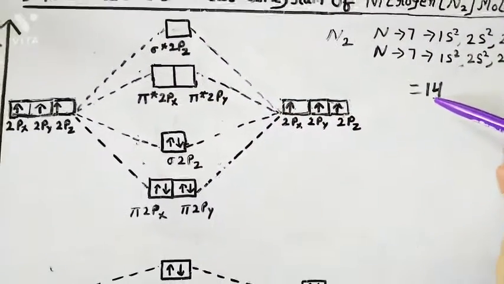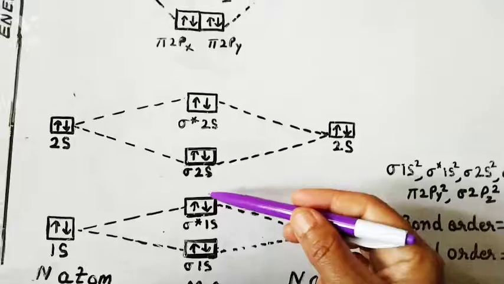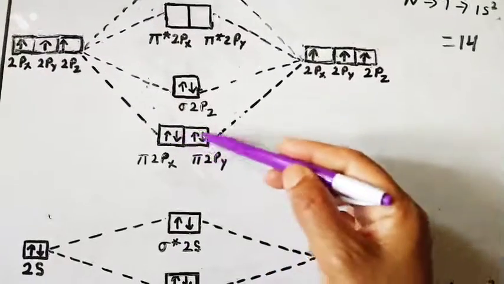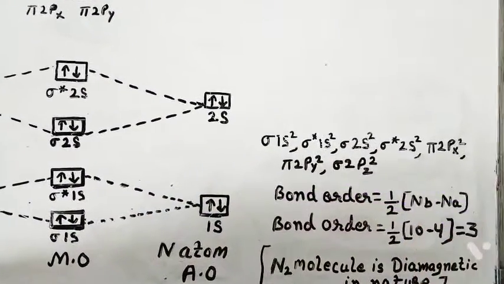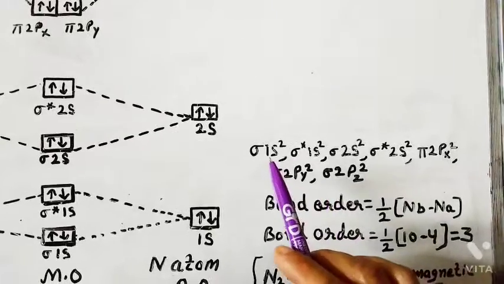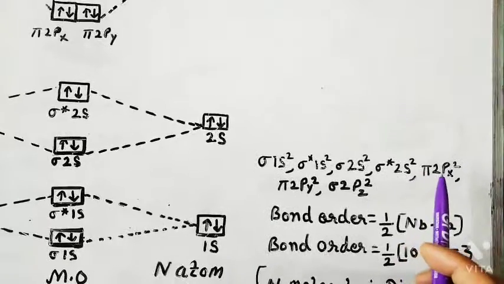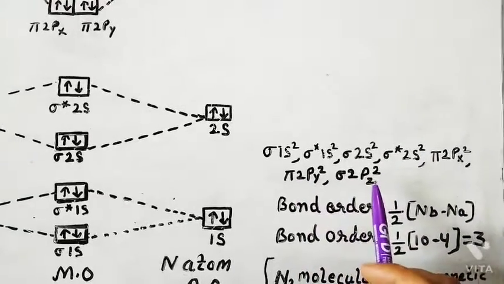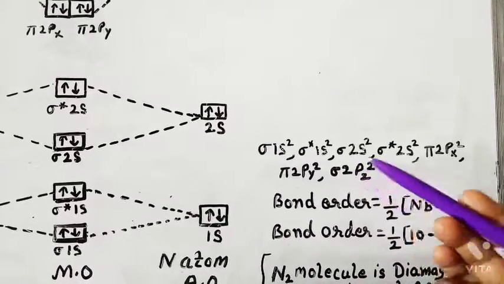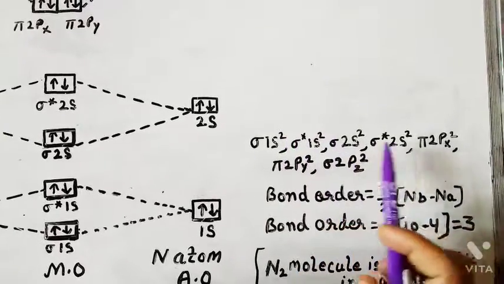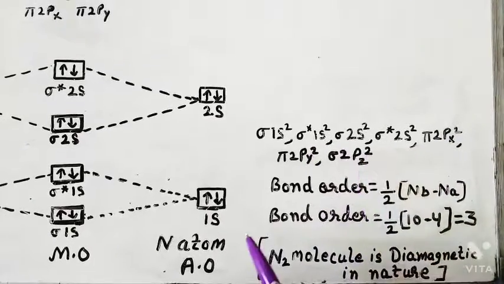So total number of electrons are 14. We can count from here also: 2, 4, 6, 8, 10, 12 and 14. Then this molecular orbital can be written in a form of series also. So this is a series: sigma 1s2, sigma star 1s2, sigma 2s2, sigma star 2s2, pi 2px2, pi 2py2, sigma 2pz2. This series is used when the number of electrons is 14 or less than 14. So we will count electrons here: 2, 4, 6, 8, 10, 12 and 14.